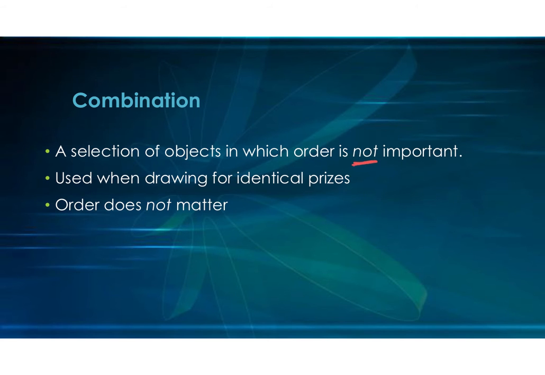Yes. Now, for combinations, does order matter? No. They're used when drawing for identical prizes, and order does not matter. It is not important. So, in other words, we're going to have fewer combinations than we have permutations. And I'll show you why.